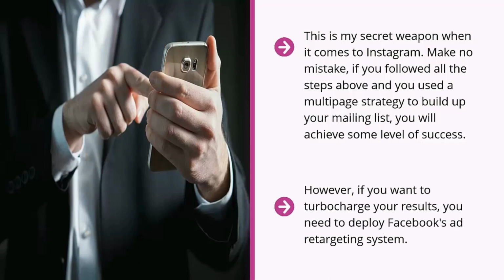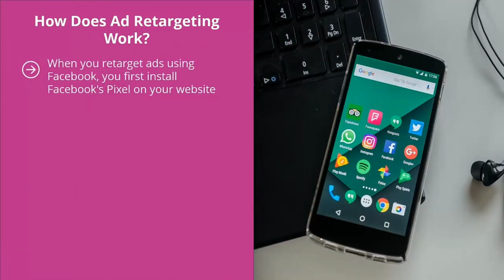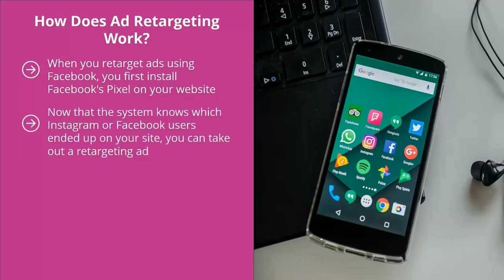However, if you want to turbocharge your results, you need to deploy Facebook's ad retargeting system. How does ad retargeting work? When you retarget ads using Facebook, you first install Facebook's pixel on your website. You then go about promoting on Facebook and Instagram. And when people find themselves on your site after clicking on a profile link, the pixel keeps track of where they landed. Now that the system knows which Instagram or Facebook users ended up on your site, you can take out a retargeting ad. This ad can promote a deeper page, or it can promote your mailing list directly.